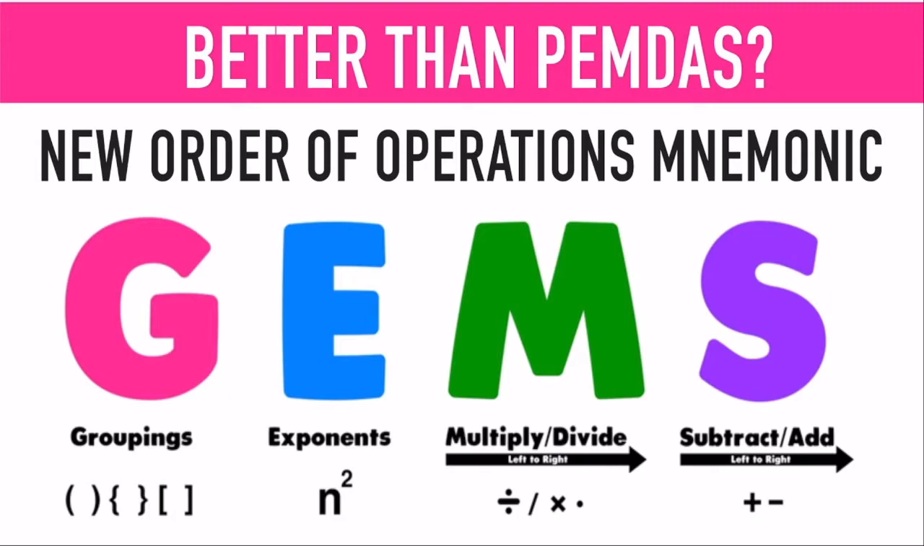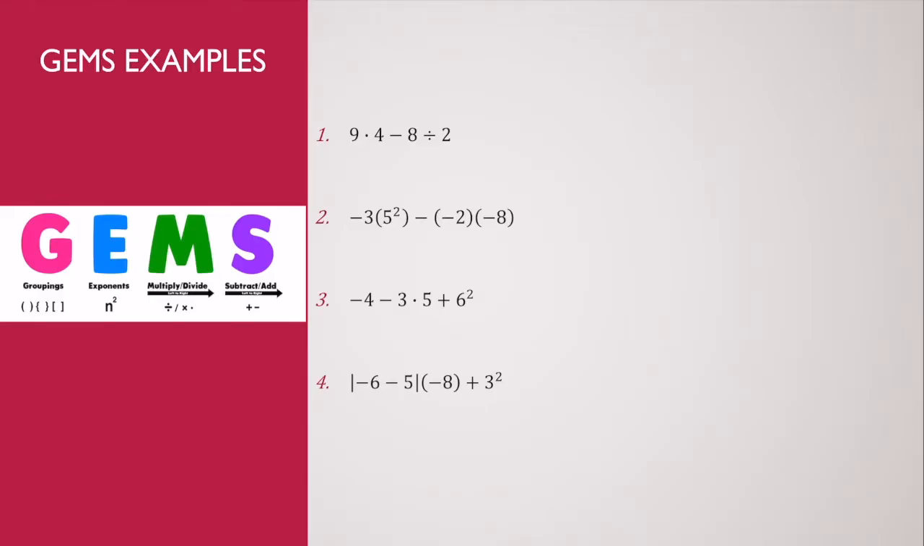So I personally think it's better than PEMDAS. So we've got grouping, exponents, multiply, divide, subtract, add from left to right. It includes more grouping symbols other than just parentheses, and it does state that multiplication, division, and addition and subtraction occur at the same time from left to right, just in the same direction that we read. So let's work through some examples.